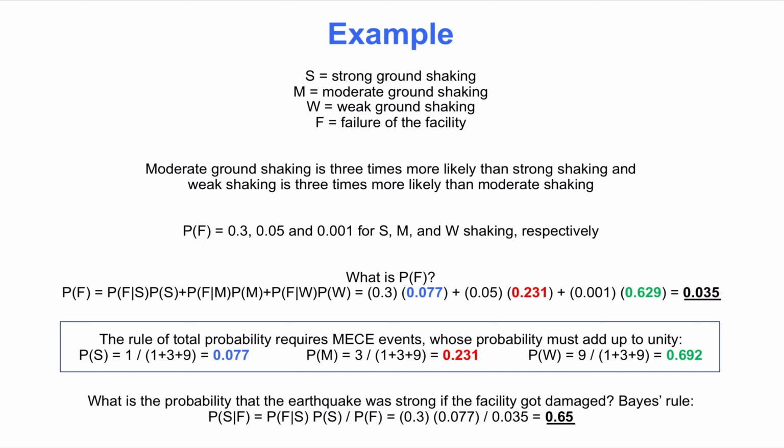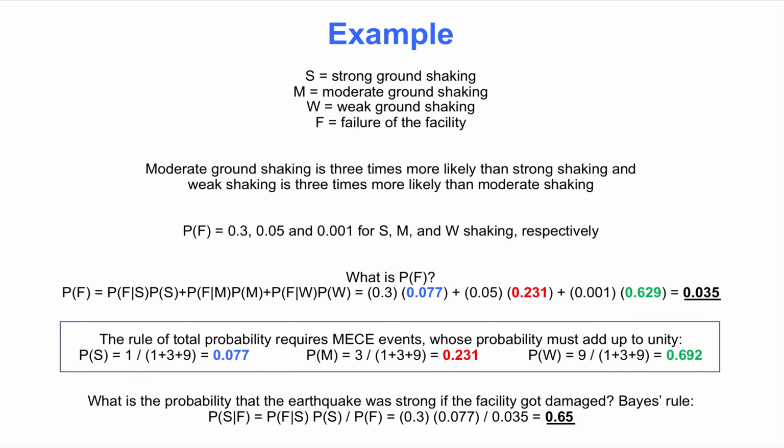At the bottom of this slide, we ask another question. What is the probability that the earthquake was strong if the facility got damaged? After sifting through the collection of probability rules, we find that Bayes' rule may answer the question. We have the probability of failure given strong shaking. We have the prior probability of strong shaking. And we have the denominator in Bayes' rule, namely the probability of failure, from the earlier calculation in this example. The result is a 65% chance that the failure was caused by strong shaking.